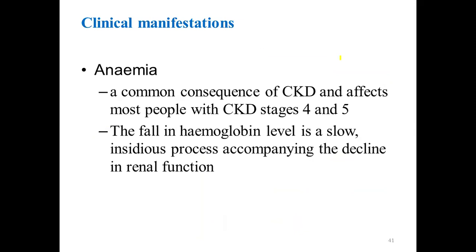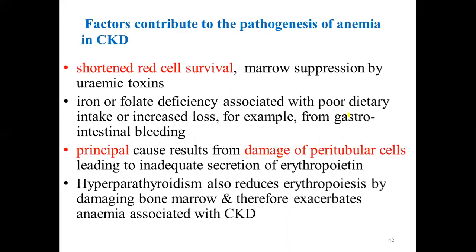Then the patient can have anemia. Anemia is very common, especially in the advanced stage of the disease, stages 4 and 5. Remember, this is anemia of chronic disease, and mostly it is due to deficiency of erythropoietin. Erythropoietin is the main stimulus for RBC production. The fall in hemoglobin is a very slow and insidious process, ultimately due to the decline in renal function.